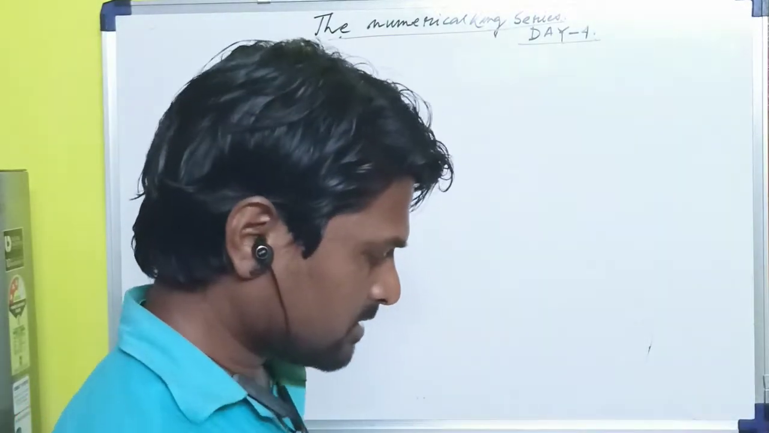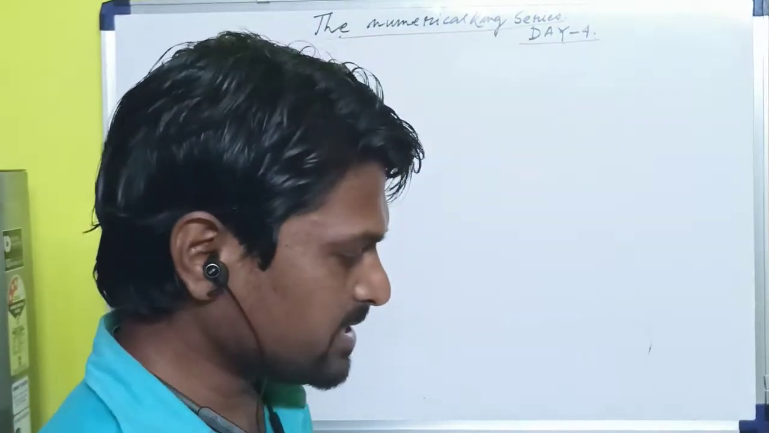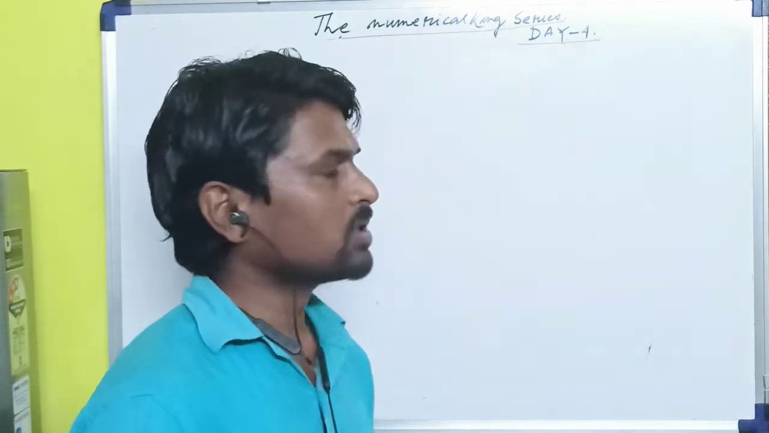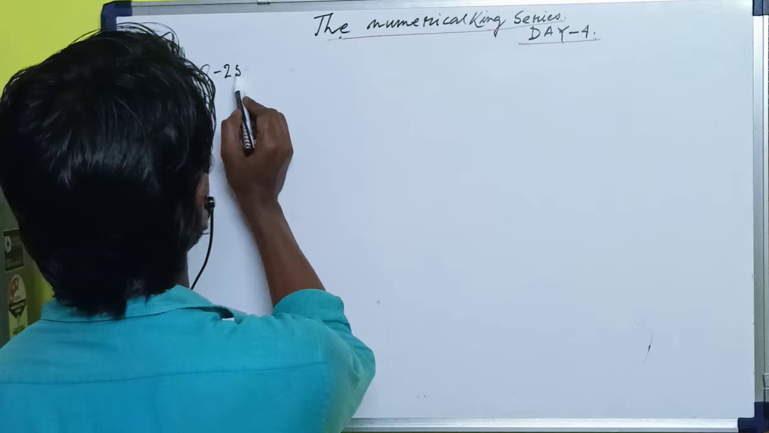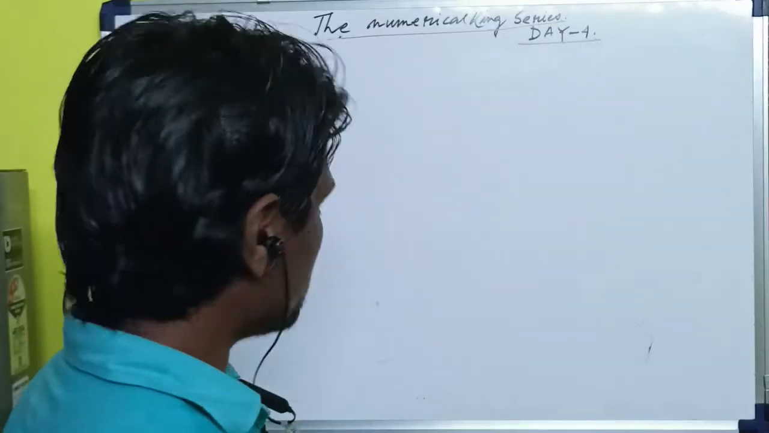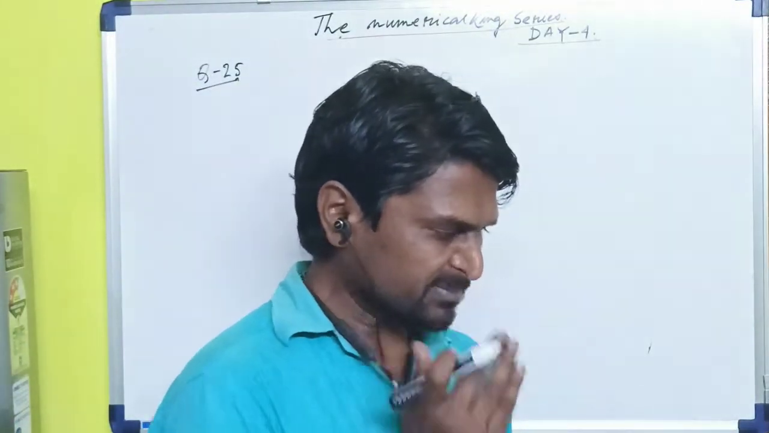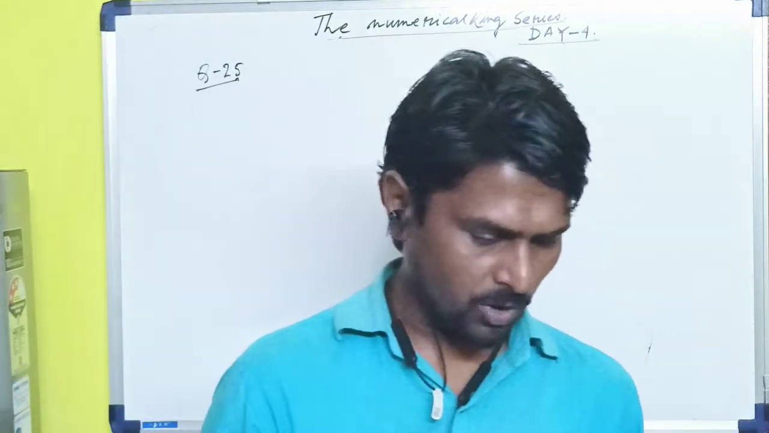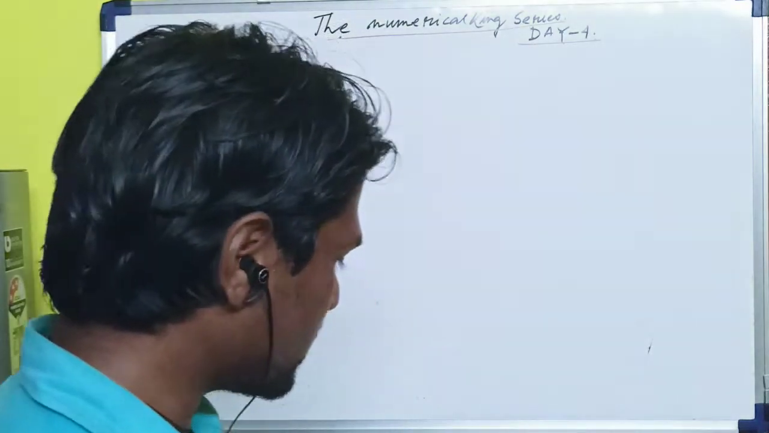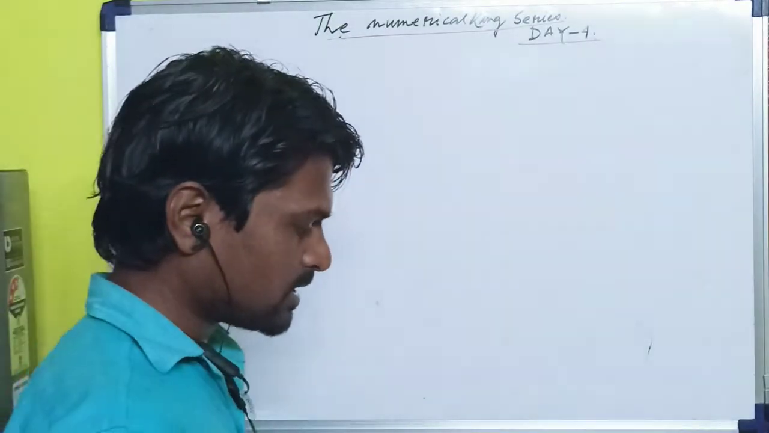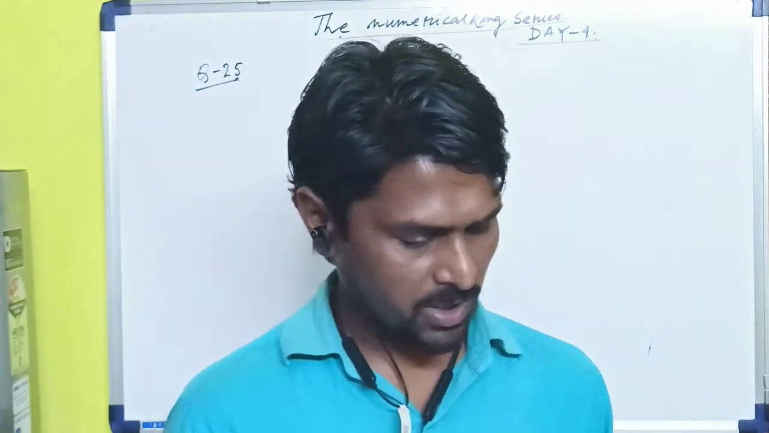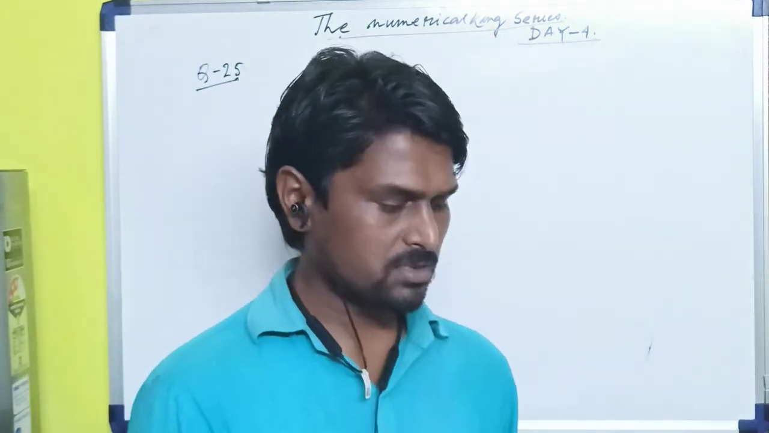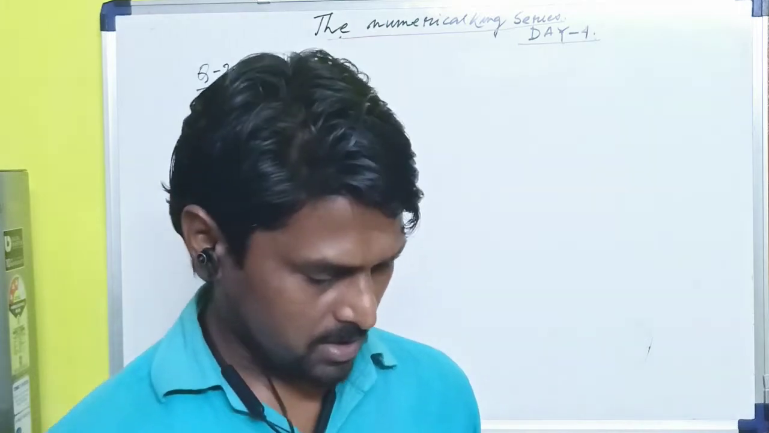So let's read the questions. Question number 25. Two identical pith balls, each carrying a charge small q. If you want to write down the equations or question number, I will read and you can write it, or otherwise you can download that particular PDF.